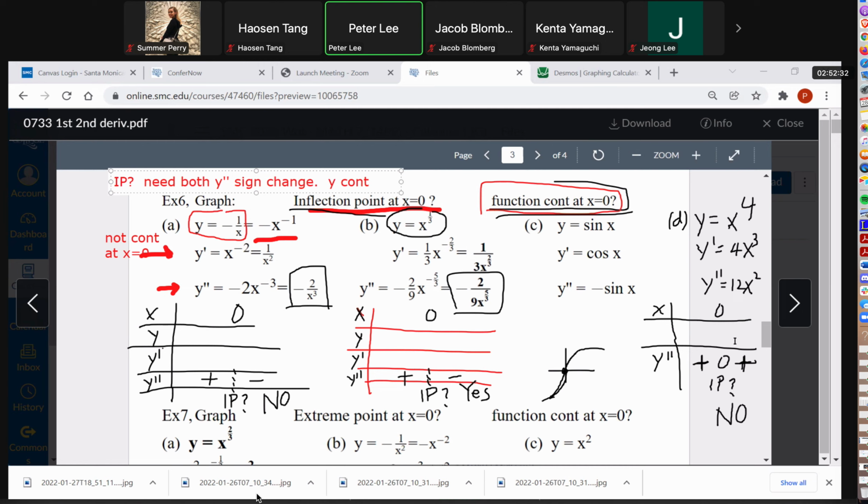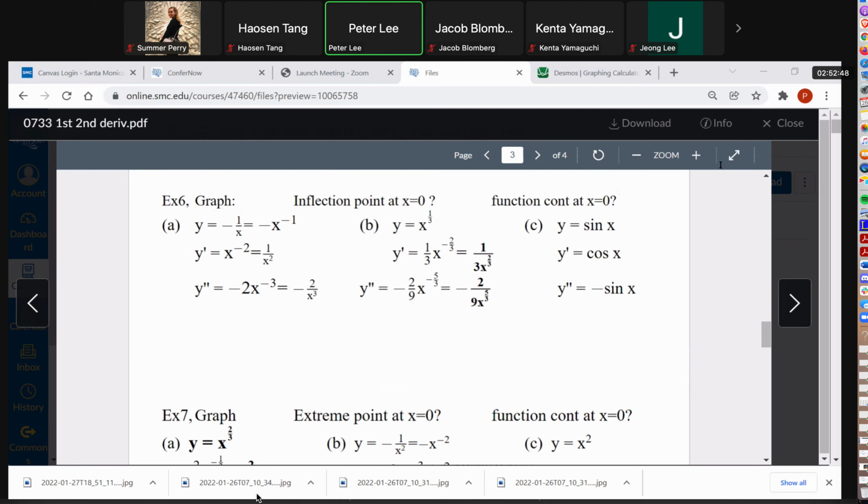Number 4, part D, this one, plus. There's no inflection point here. It's concave up. So therefore, the first condition is not met. So now that's it. Now number 3, why don't you check this on your own, okay? Check that number on your own.